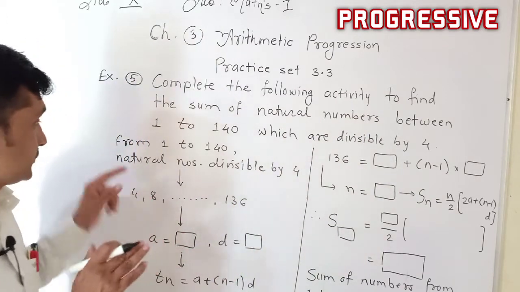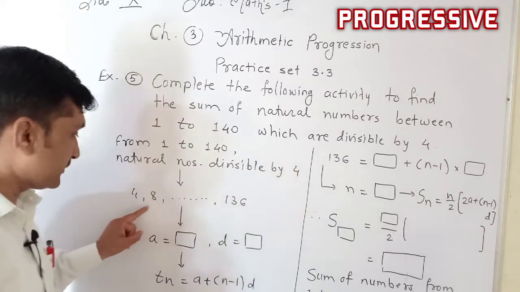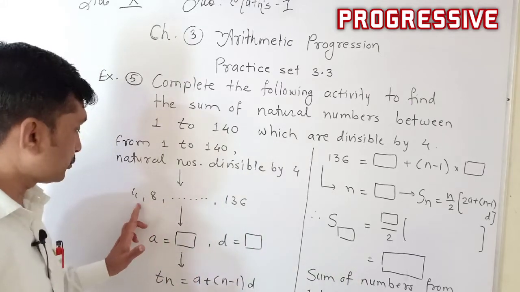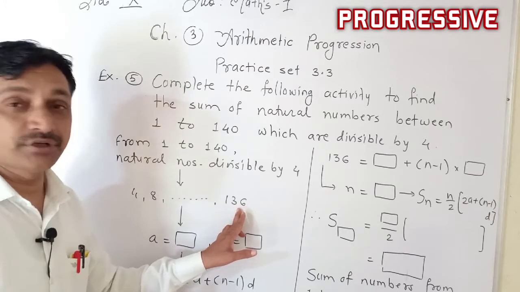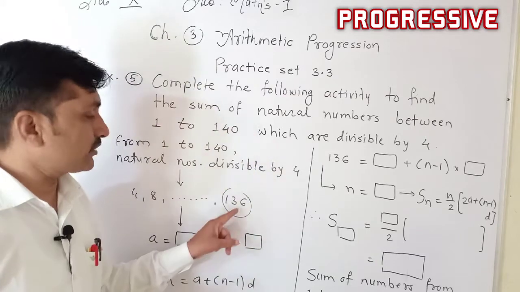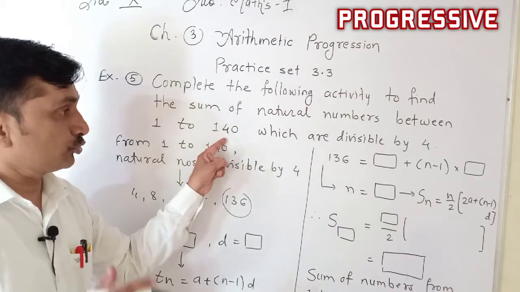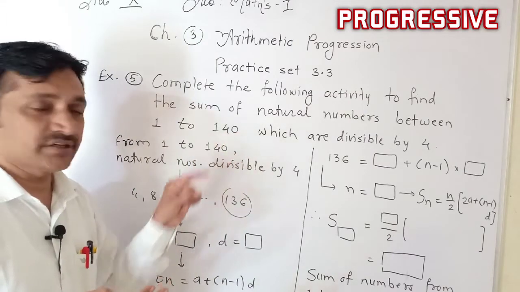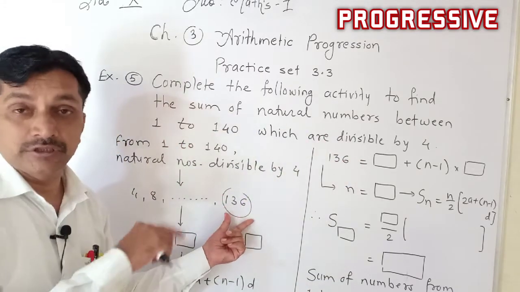Therefore, the AP is, now here you see, natural numbers from 1 to 140 divisible by 4. The AP is given: 4, 8, that is the table of 4: 4, 8, 12, 16, and in this way the last term is 136. Why 136 here? Why is 140 not written? Because 140 is also divisible by 4: 4 fives are 20, 4 threes are 12. 140 is divisible by 4, but why is it not taken here?